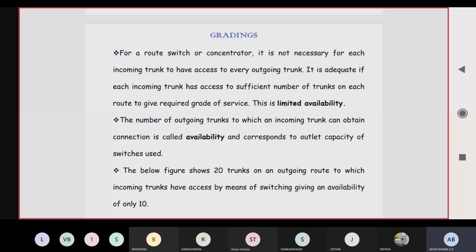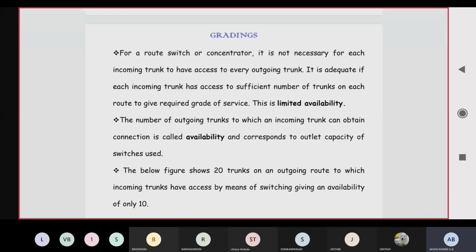It is not necessary to have every outgoing trunk for every incoming trunk. It is not necessary for each incoming trunk to have access to every outgoing trunk. It is adequate if each incoming trunk has access to a sufficient number of trunks. We give adequate trunk lines for each incoming trunk by rearranging them through different stages of the network.